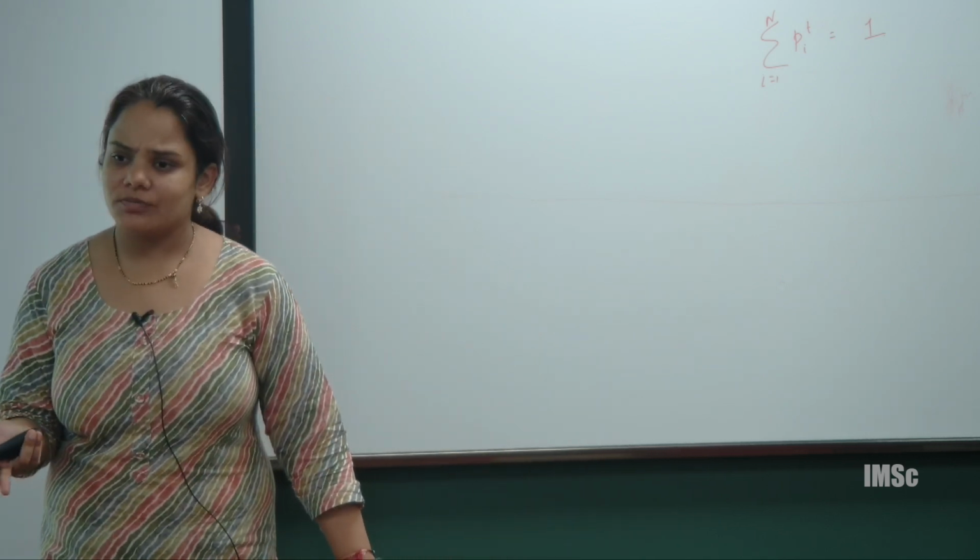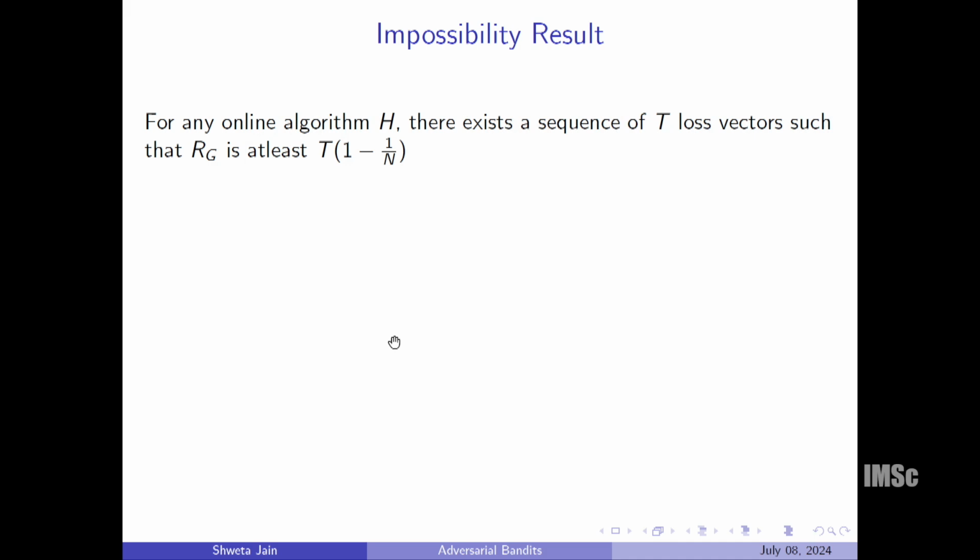Okay, but I don't want deterministic, I am happy with probabilistic. But you extend the same thing to the probabilistic case. Because your algorithm is probabilistic and because the sum has to be 1, there will exist at least one arm whose probability will be less than or equal to 1 by n.